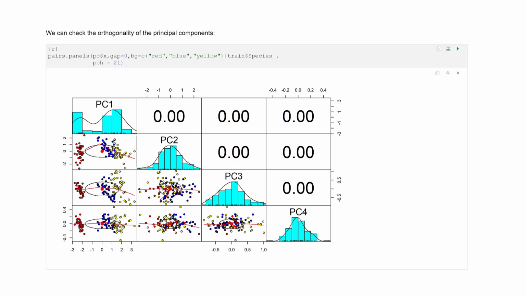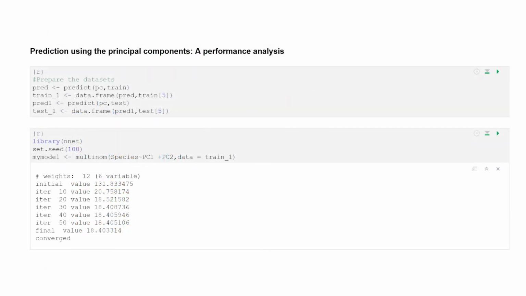Now let us try to perform prediction using the principal components rather than using the original variables. So I use the predict function with PC, train. We have created the train1 data frame using the pred and the train 5, that means the response. We are going to use the nnet package to perform the multinomial logistic regression. And we are performing the regression on the species, that is our target variable, on PC1 and PC2 only.